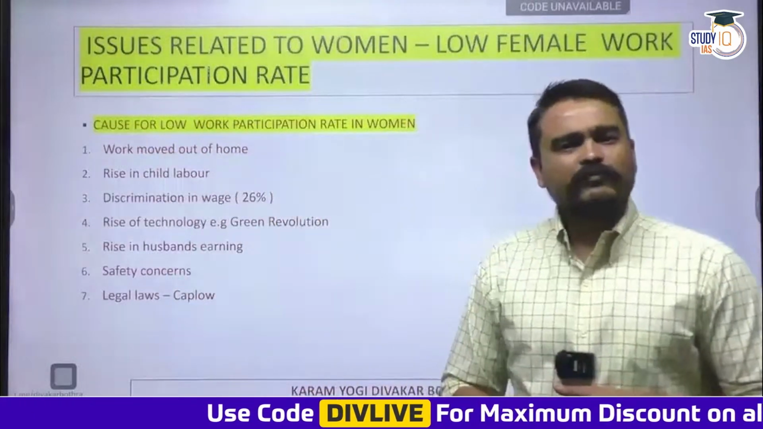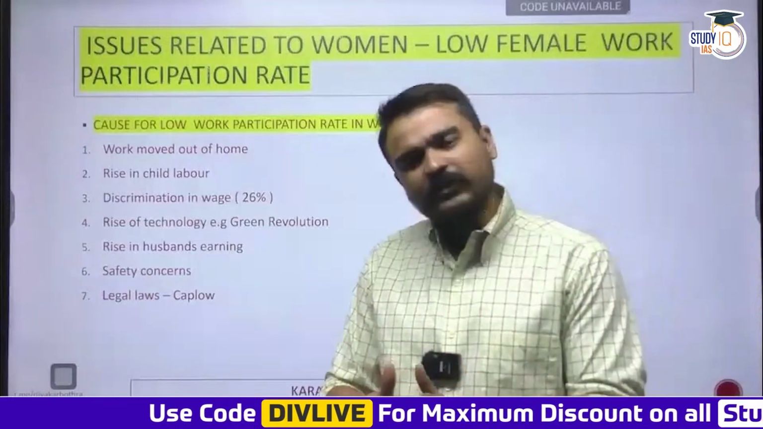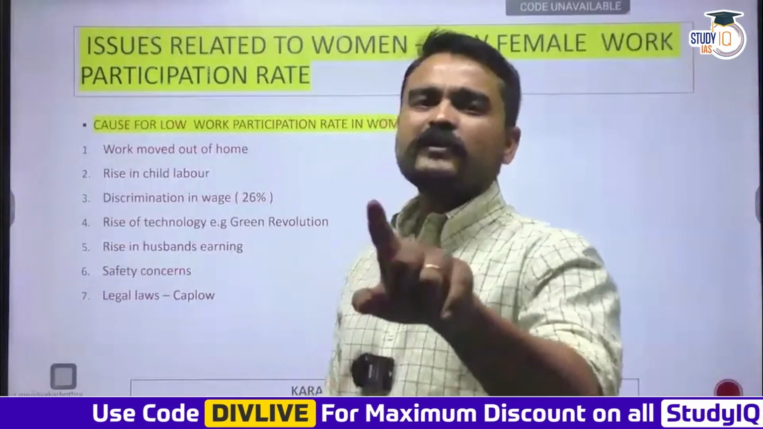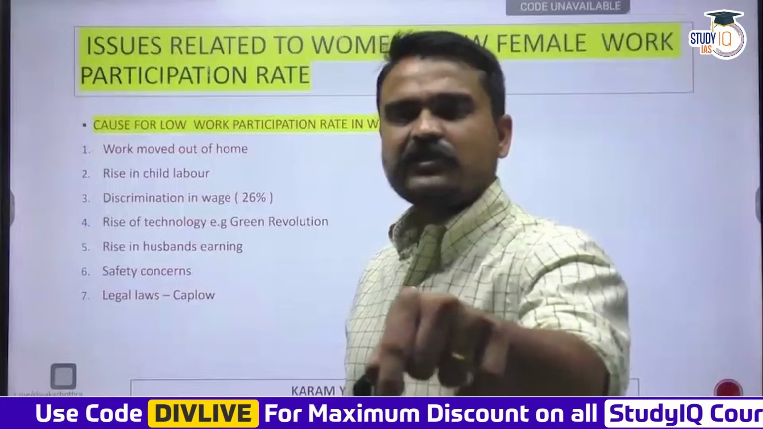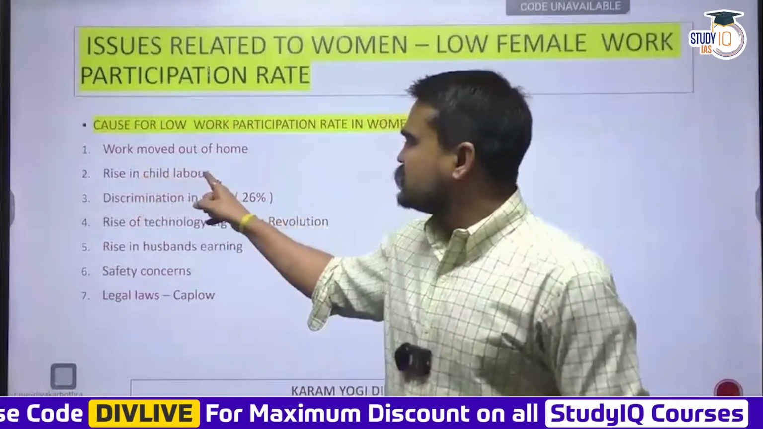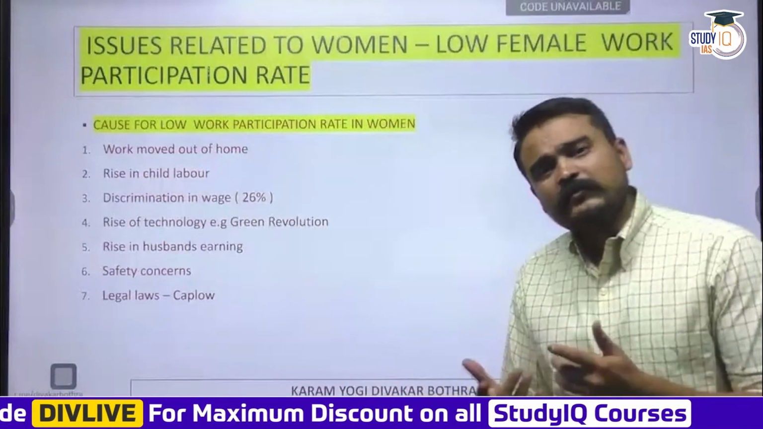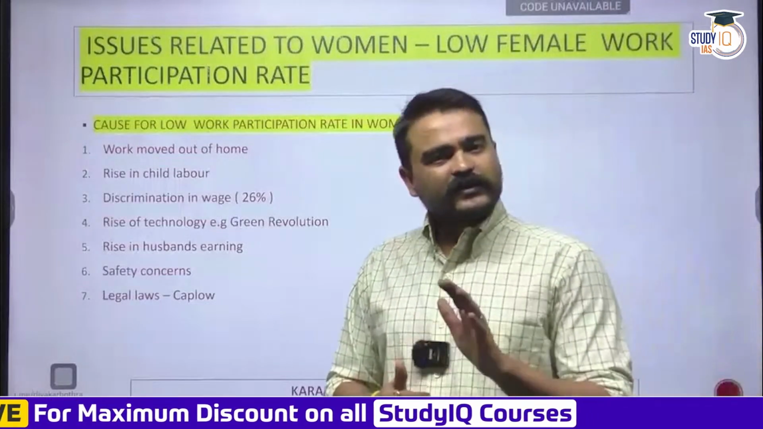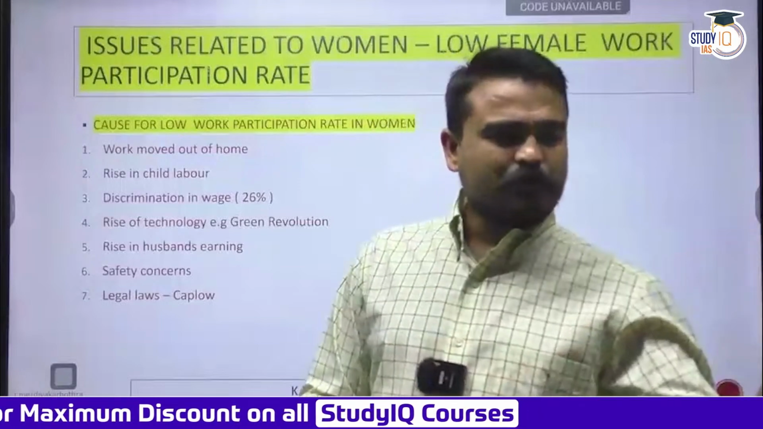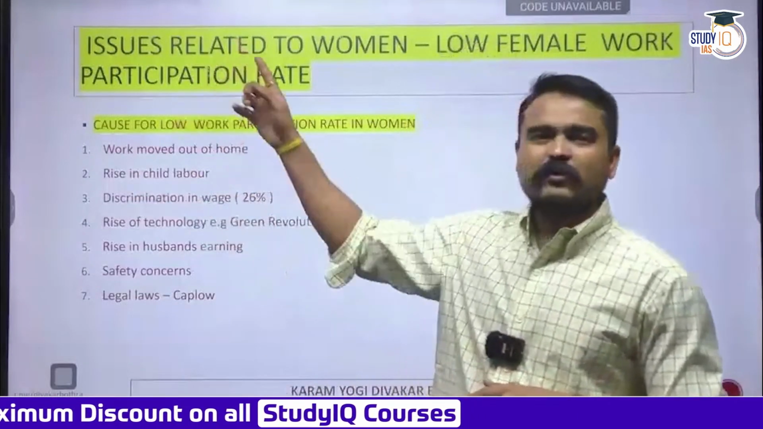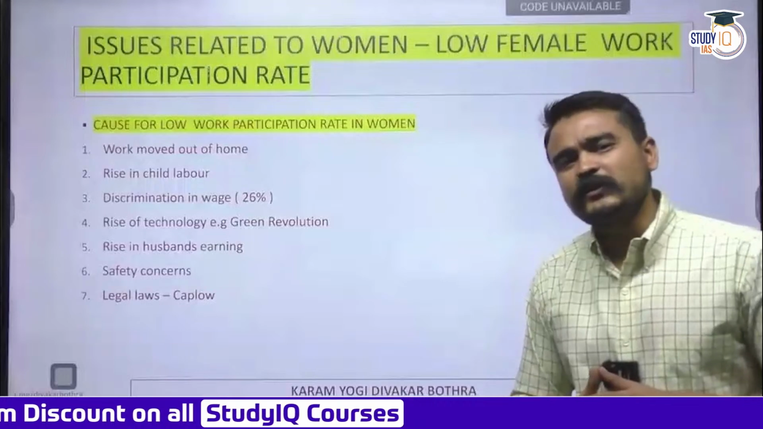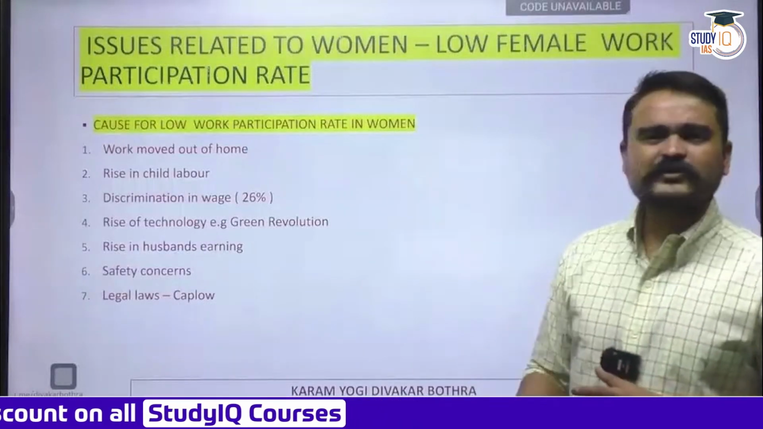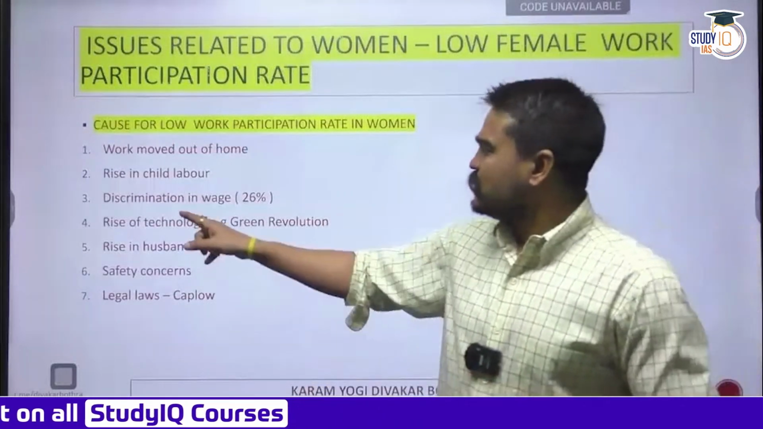Work moved out of home. Now, work is not done in home, it is in factories, and women, largely because of patriarchal mindsets, are considered to work in home. Rise in child labor. Child labor increases, which reduces adult wages. And as a result, women are the first who are largely left out. You have seen already the Bhid example which I gave you in Maharashtra at the start of this lecture.